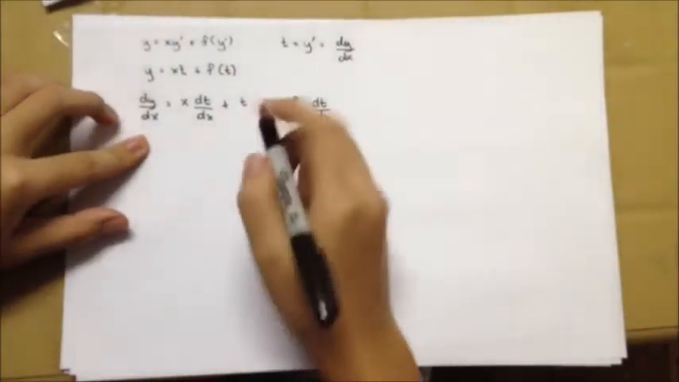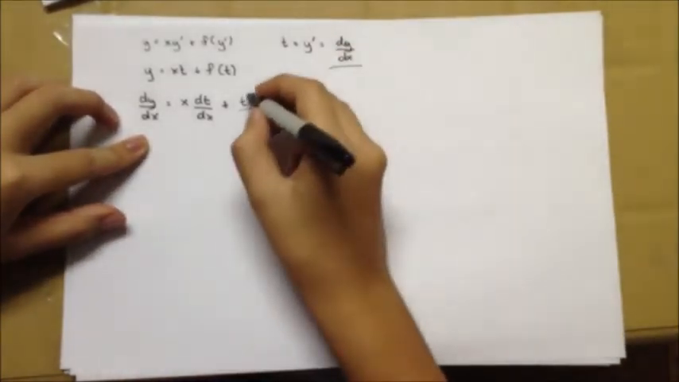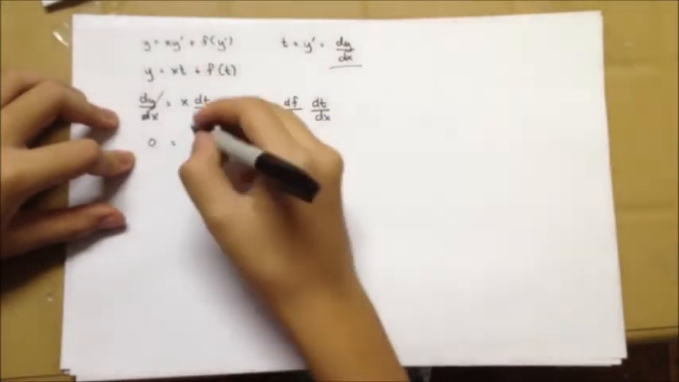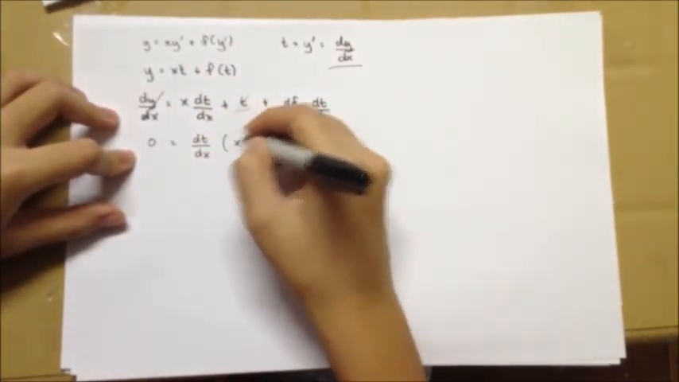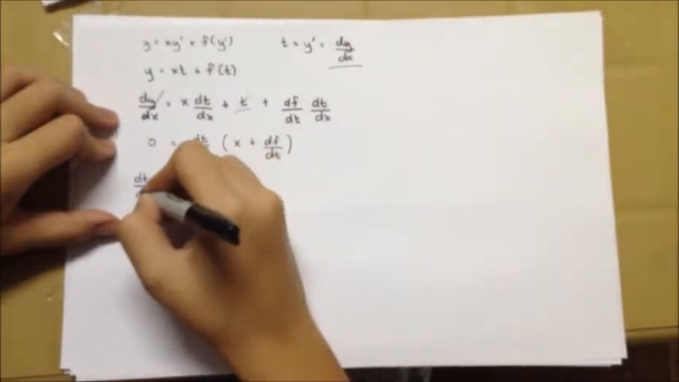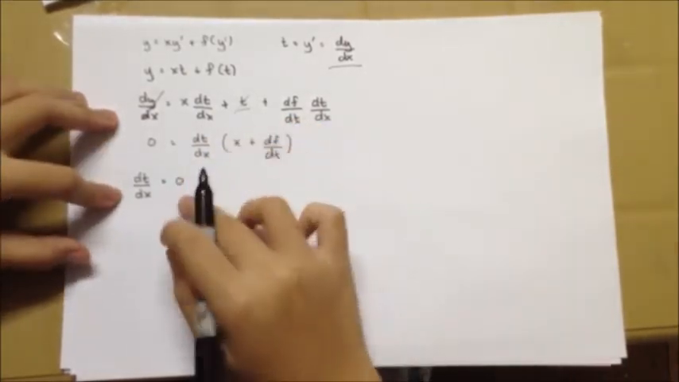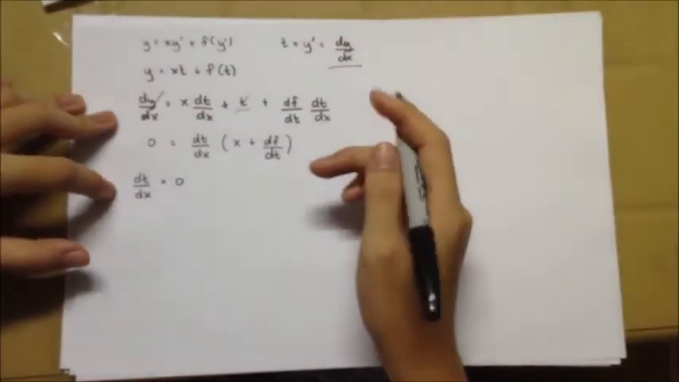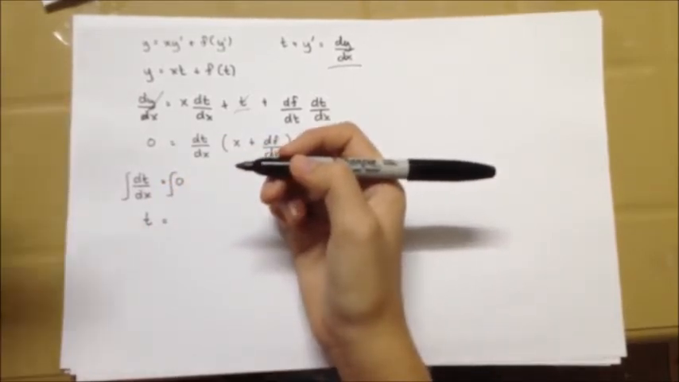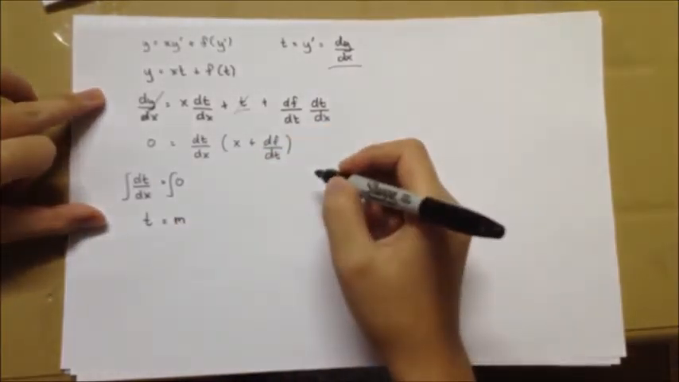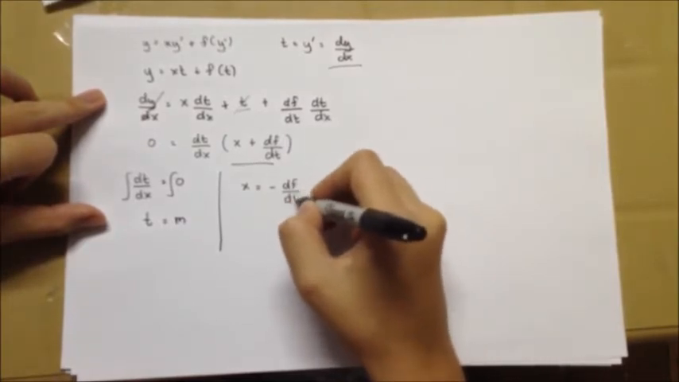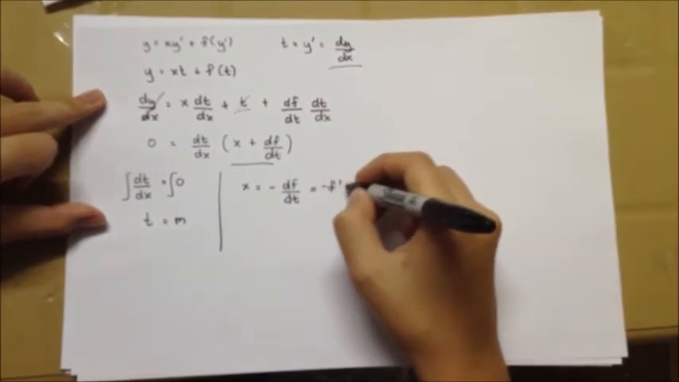Now, solving this equation, take note that our t here is just equal to dy over dx, so I may cancel t here as well as dy over dx, and I will obtain 0 equals dt over dx times x plus df over dt. My first root here is dt over dx equal to 0, and since I am looking for a value of t, I am going to integrate this with respect to x. Integrating both sides, t is equal to the integral of 0, which is just a constant, and let's label the constant m. For our second root, x is just equal to the negative of df over dt, which is the negative derivative of the function with respect to t.